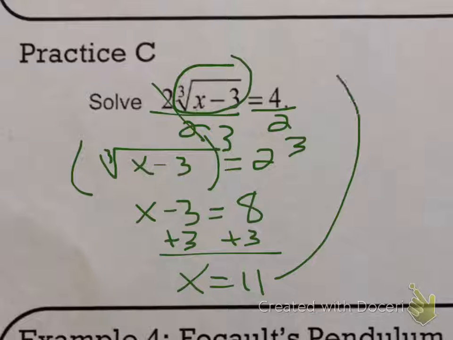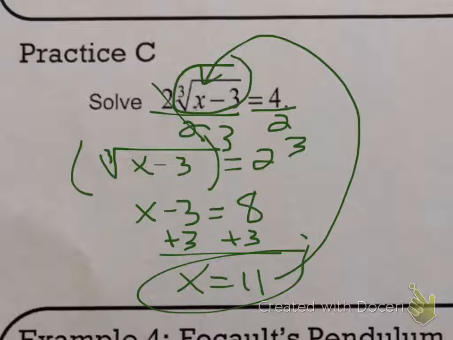Then I'm going to sub that in real fast to make sure that it works. So I do 11 minus 3, which is 8. The cube root of 8 is 2. 2 times 2 is 4. So this checked out. x equals 11 is my solution.